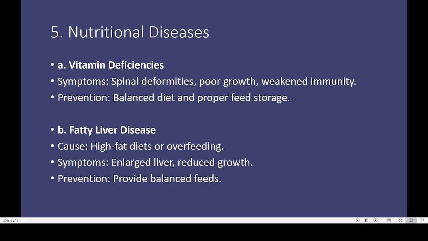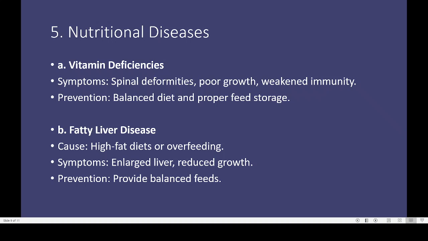Then we have nutritional diseases. Coming to nutritional diseases, vitamin deficiency can be a problem. Vitamin deficiency will lead to spinal deformities. The spine of the fish may not form properly. The growth of the fish may be affected. The immunity of the fish can be weakened. So all these arise from some kind of vitamin deficiency.